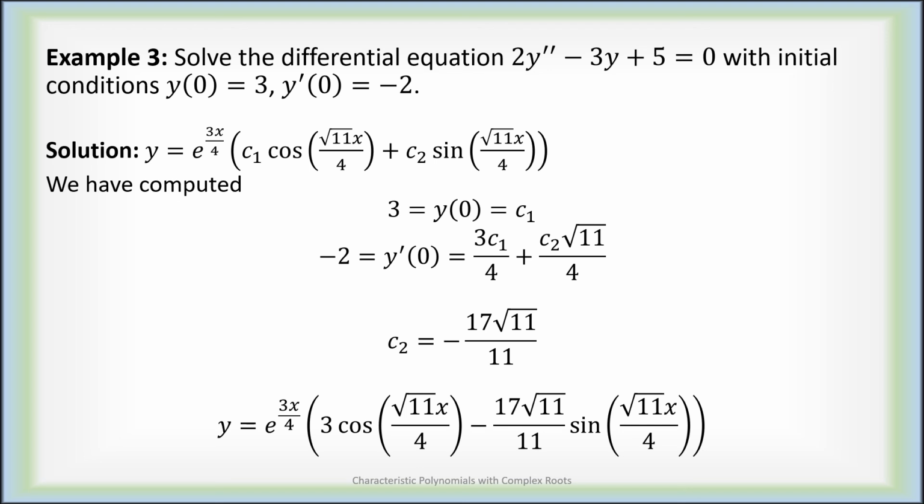Taking those values of c1 and c2 back to our general form, we can conclude that our solution must be e to the 3/4 x times 3 cosine root 11 over 4 x minus 17 root 11 over 11 times the sine of root 11 over 4 times x. And we never would have found this just by guessing. Okay, so this technique really helps us find these solutions in a pretty straightforward way because we went through all the work of finding the general solution.